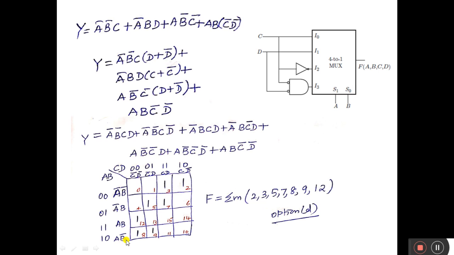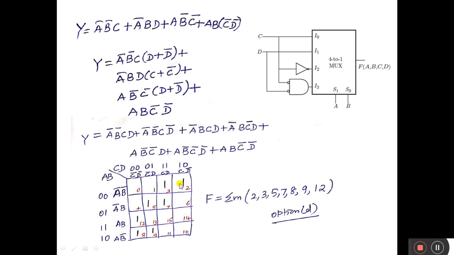Similarly, A, B bar, C bar, D. So A, B bar, C bar, D is here. So I put 1. And A, B bar, C bar, D bar is there. I put 1. Finally, A, B, C, D bar. A, B is here. C bar, D bar is here.